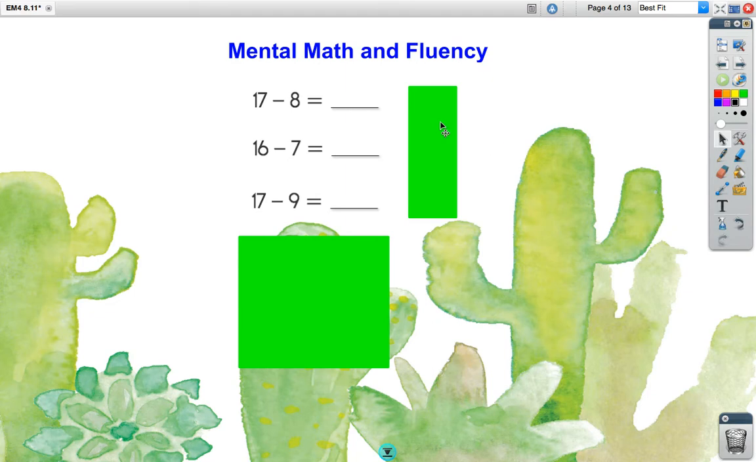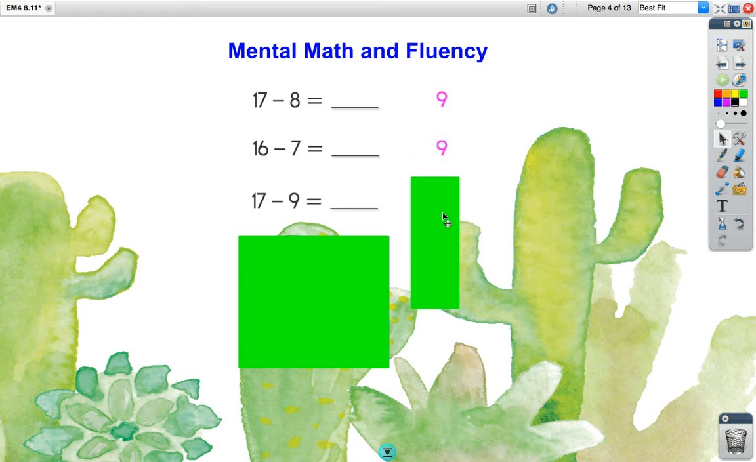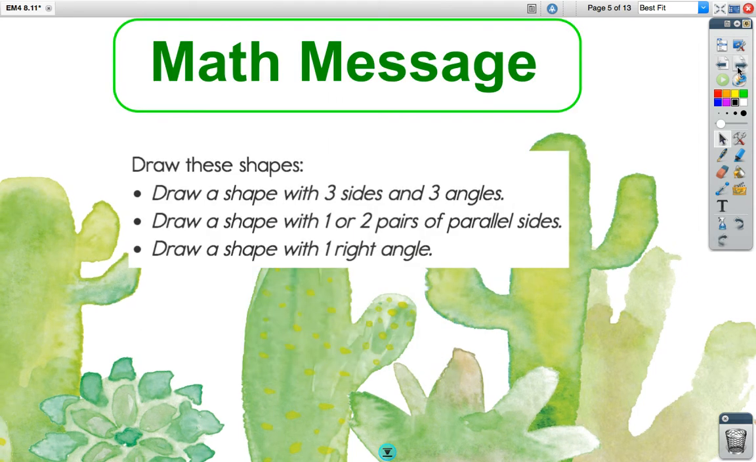The answers are 17 minus 8 equals 9. 16 minus 7 equals 9. 17 minus 9 equals 8. Great work. For today's math message, draw these shapes.